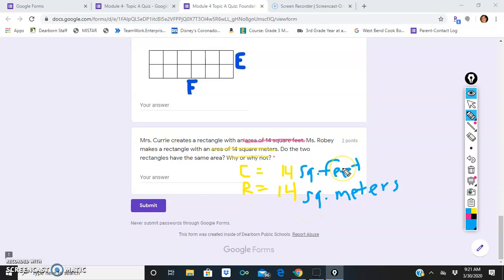Okay, think about feet. A foot is about a full ruler. Okay, I have about 14 rulers for Miss Curry's entire room. I can kind of measure that out, about 14 square rulers there. Okay, square meters. A meter is about, if you put out your hands, as big as from your fingertips on one side to your fingertips on the other side. Okay, which one is bigger? Is it feet or meters? Well, meters are bigger than feet. So Miss Roby actually has the larger area. Okay, and that's because meters are larger than feet.